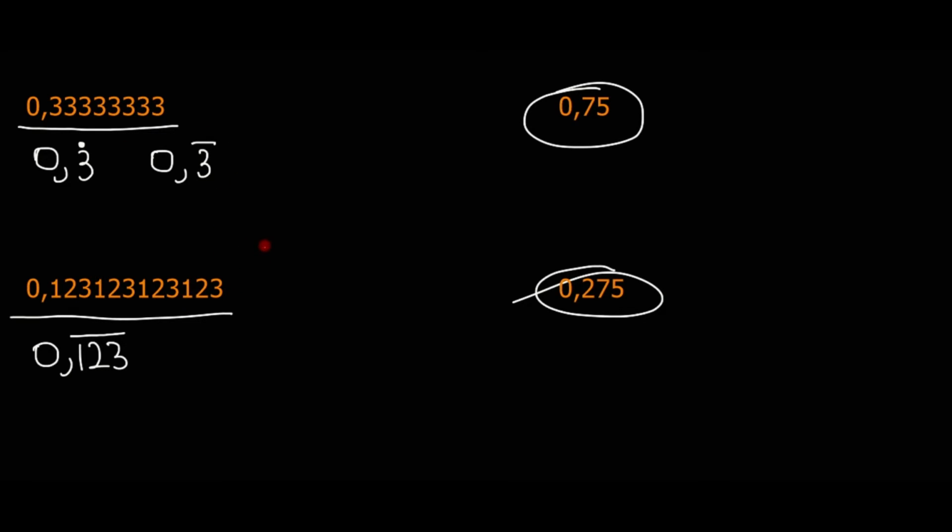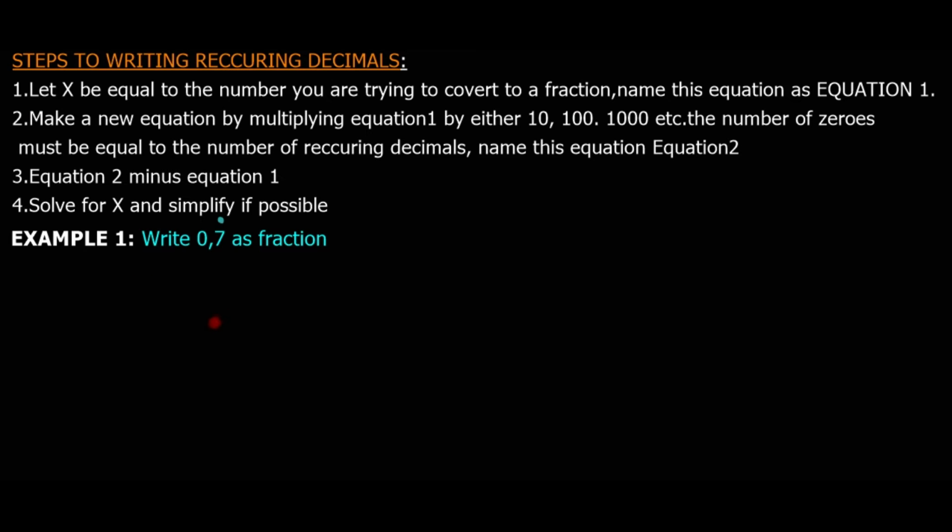So there are only some important steps. I will list those steps and then we'll convert this decimal into a fraction, and then more analysis of the steps. So this is example number 1: write 0.7 as a fraction.